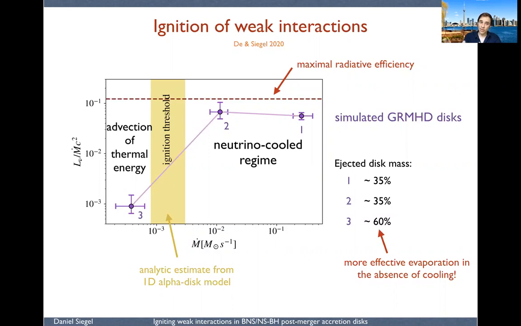However, if you go into this advection-dominated regime below the ignition threshold, that fraction can become a lot higher because the disks are much more puffy because of inefficient cooling, and so they evaporate their material more effectively.